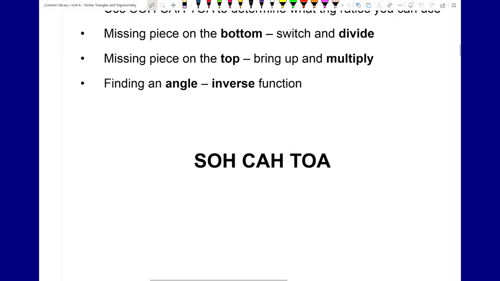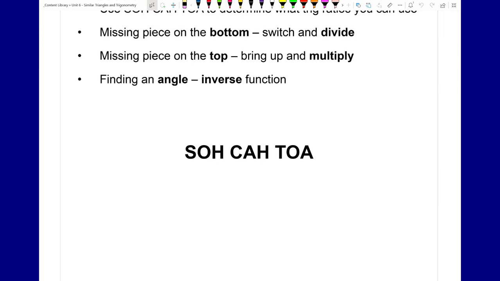So SOHCAHTOA, how it works. We have our acronym, which is great. We have these letters, but what does that mean? Well, SOH refers to sine: sine of theta is opposite over hypotenuse. So the letters in the acronym tell us the ratio and then the order of the sides. For CAH, cosine of an angle is equal to the adjacent over hypotenuse.